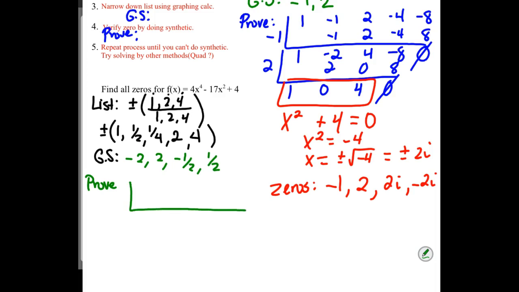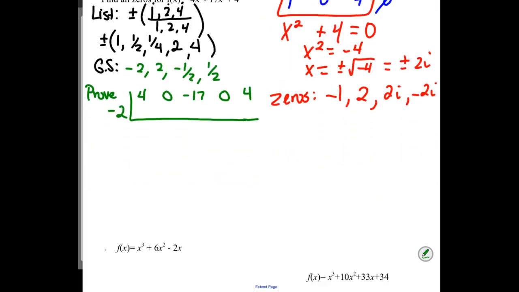I'm going to start with the whole number ones, the integer ones, and save the fractions for later when it gets smaller. So I'll start with the -2. I am missing some terms. So my coefficients here need to be a 4, 0 for my cubes, negative 17, 0 for the x's, and 4 for the constant. Okay?